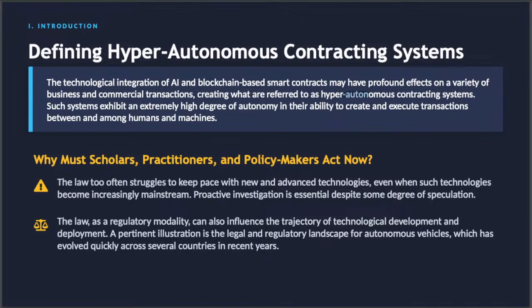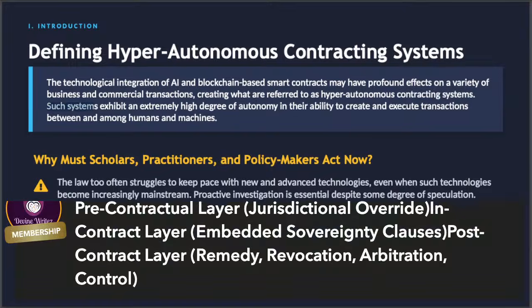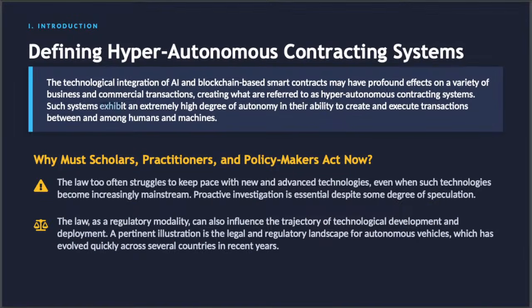So again, hyper-autonomous contracting systems. Such systems, says the pre-contractual layer, jurisdictional override, in-contract layer, embedded sovereignty clauses, post-contract layer, remedy, revocation, arbitration, control. Indeed. And we're still at that pre-contractual layer in regards to written law. And everything else is kind of going to have to work around until that's established, because we can't get to that post-contract layer until it is. So thank you. That is a very good input there.